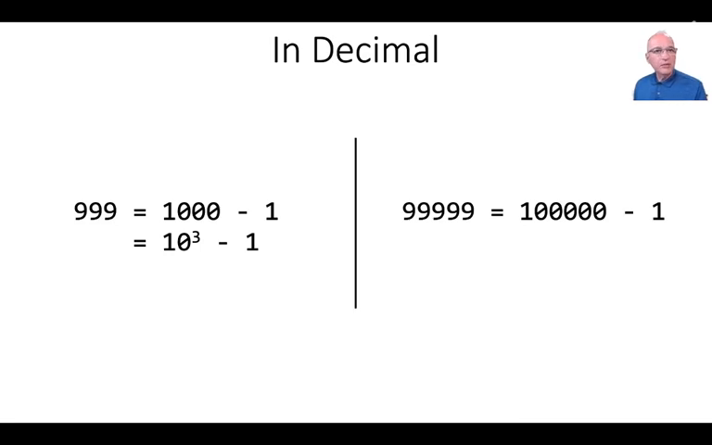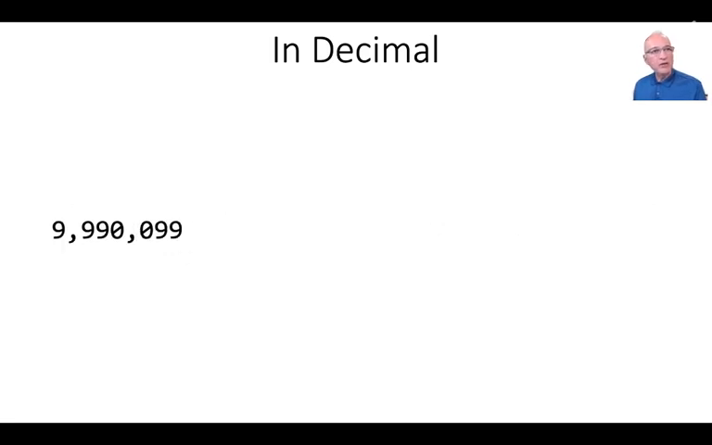If I have the number 99,999, I can express that number as 100,000 minus 1, which is 10 to the 5 minus 1. But what if I have this number? Well, I can do the same by separating the two groups of 9 and expressing them in the same way.